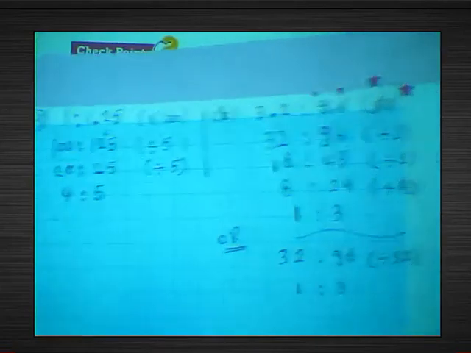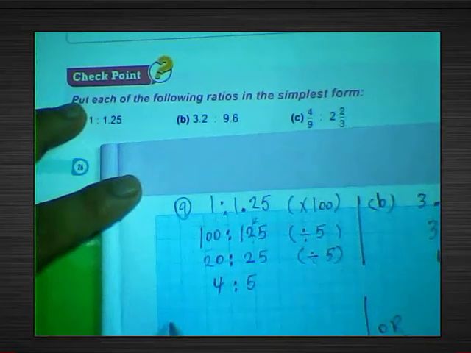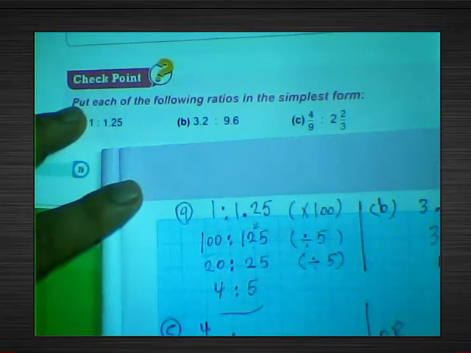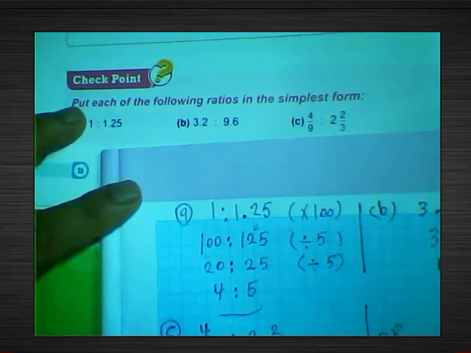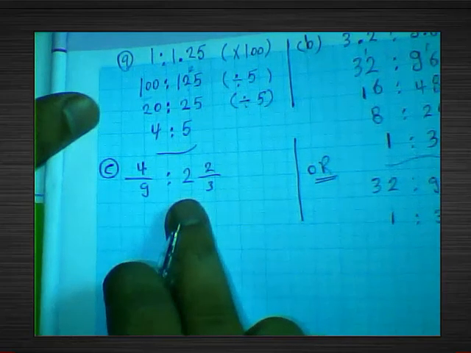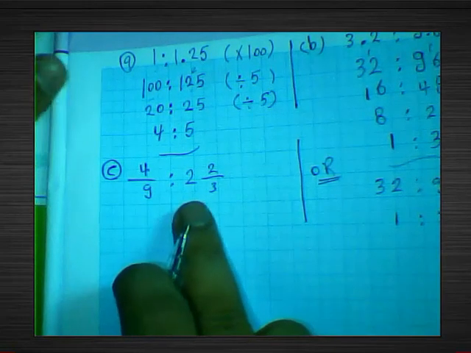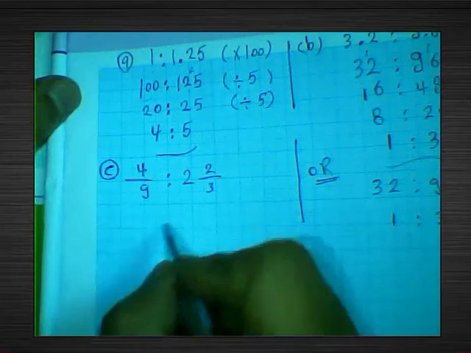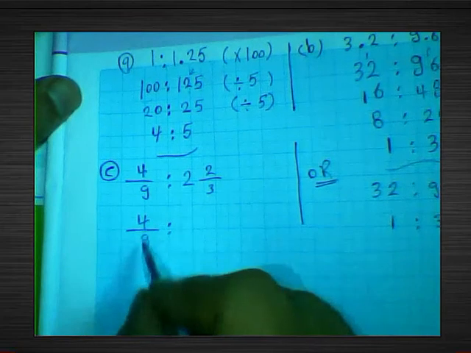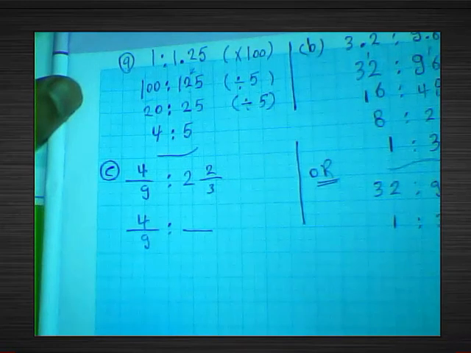Okay, look at letter C. Letter C. 4/9 to 2 and 2/3. It's a mixed number. Look at this. It's a mixed number. So you must change it into an improper fraction. We must convert this mixed number to improper. How? Let me write this here first. 4/9. Okay, and convert this fraction to an improper fraction.